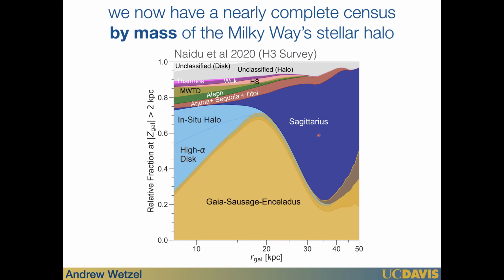Of course, Sagittarius is still phase coherent, it's still a stream around today, but now this handful of lower mass progenitors, Aleph and Thamnos and Wukong, we basically have accounted for, we think, something like 90% by mass of the objects that formed the stellar halo. So there's really only 10% left to account for, but of course that last 10% would probably have been those hundreds of lower mass merger events. But by mass, the story is almost here of what objects built the stellar halo of the Milky Way. So it's really a remarkable statement how far this field has come in just a few years.